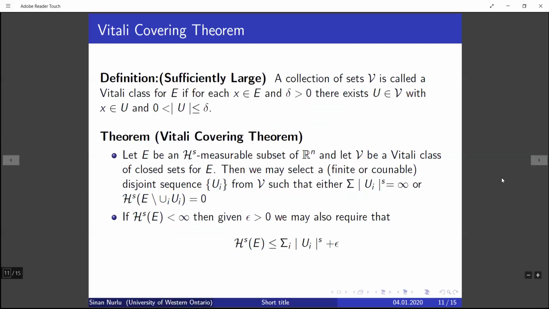All right, now we can come to our main theorem. First, of course, we need to define the word sufficiently large, as we promised in the beginning. Let's start with the definition. A collection of sets, script V, is called a Vitali class for E, the set E, if for each x in E and any delta positive there exists a U with x in U, the diameter of U is non-zero, which is important, and it's smaller than delta.